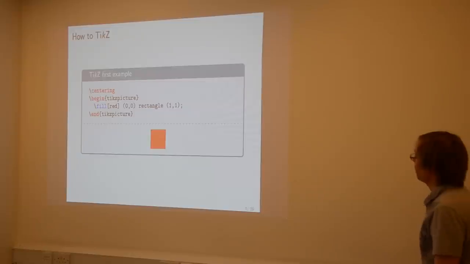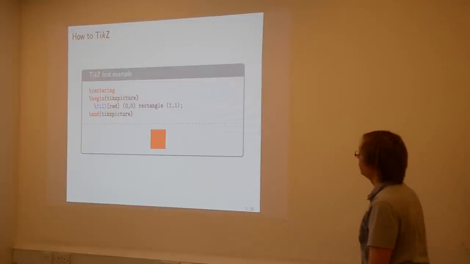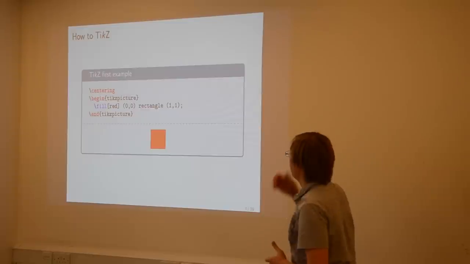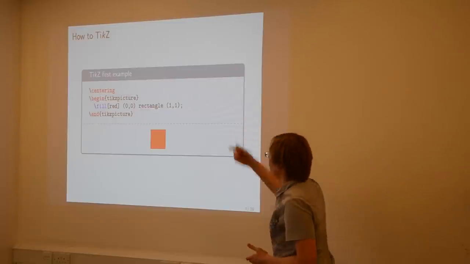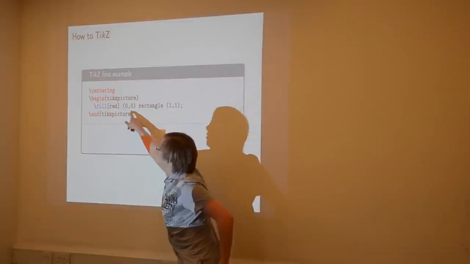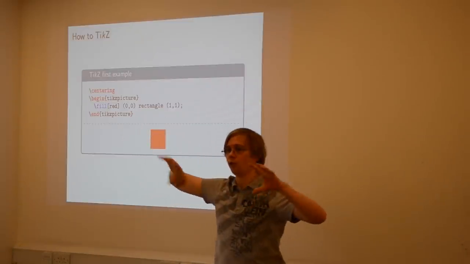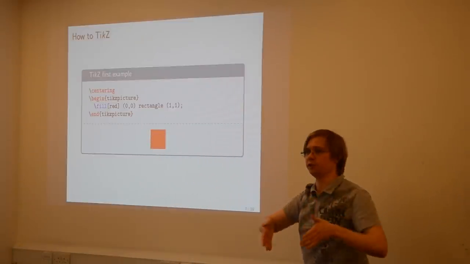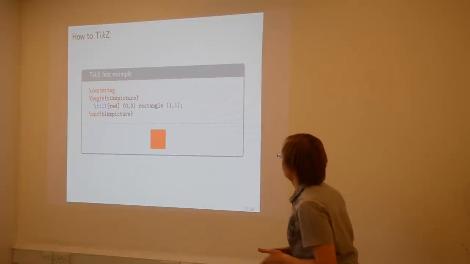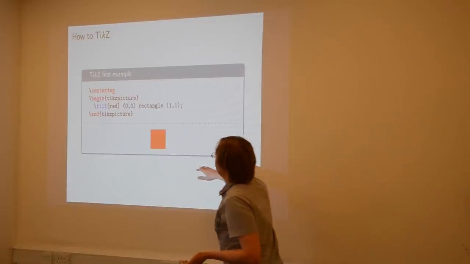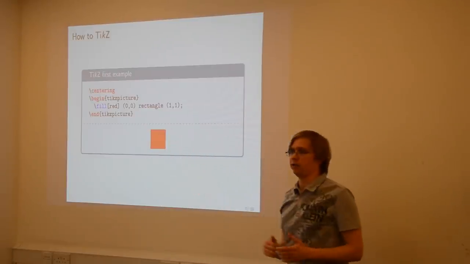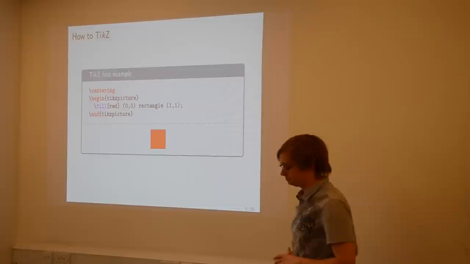So a very exciting example is the red square. And pretty much this is all the code you need to write it. What you do is you start the TikZ picture environment, and you just say at coordinates. TikZ generally works with a coordinate system. You can define what units the coordinate system is in, but I'm not going into that now. And all you're saying is start at 0, 0 and go to 1, 1 and make it a rectangle.